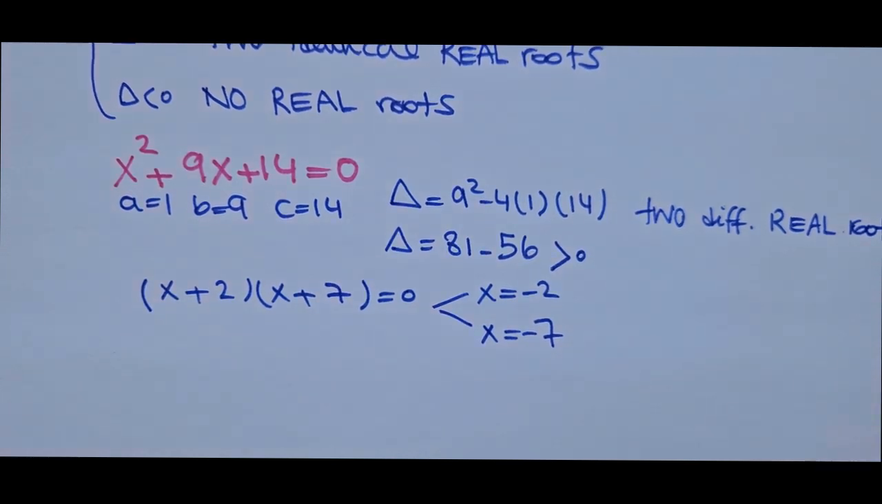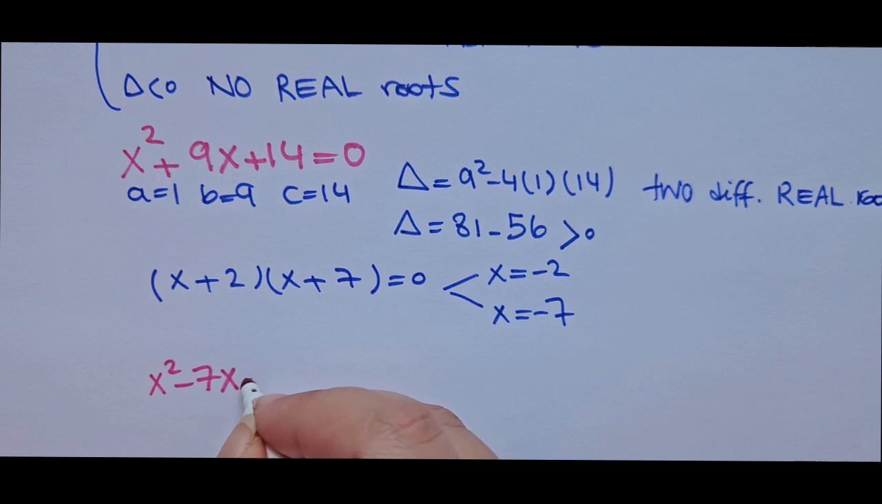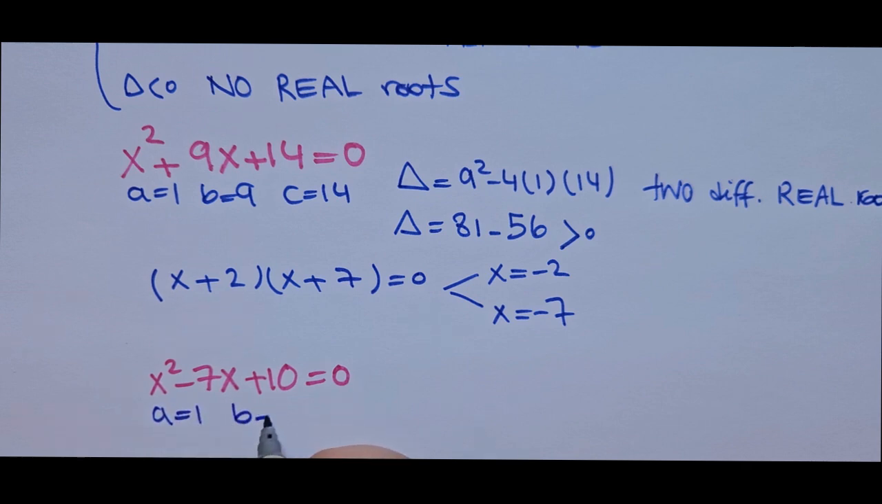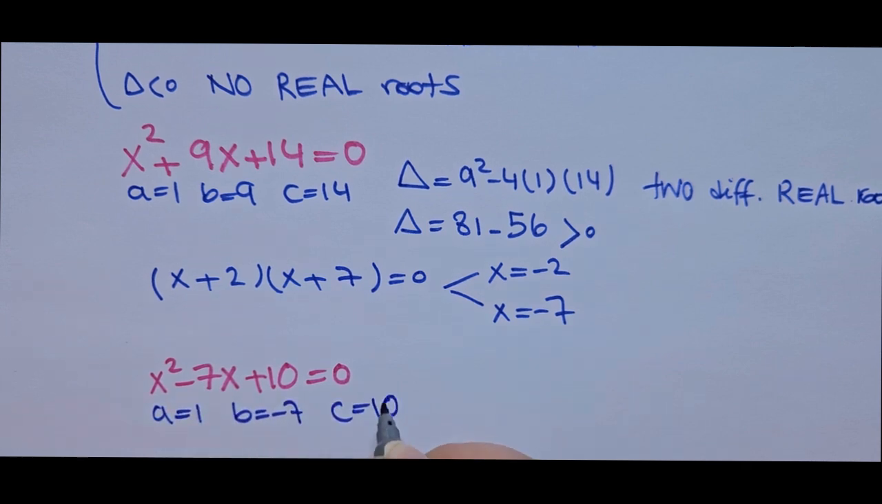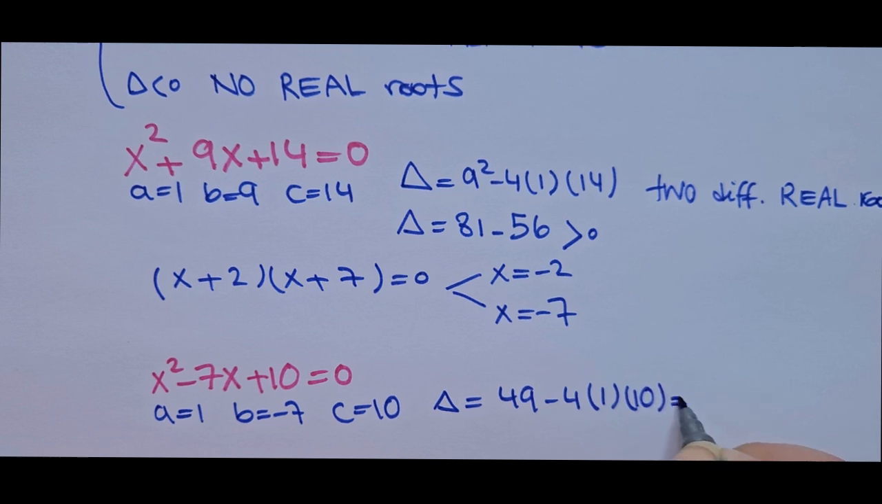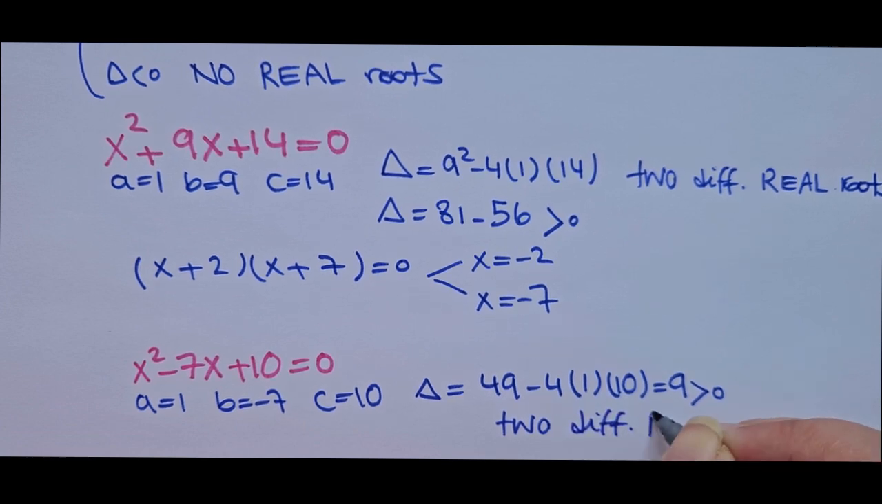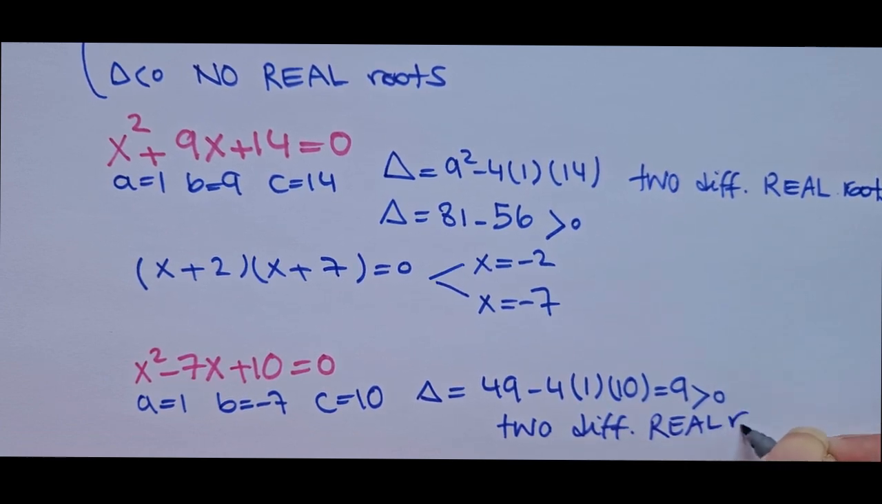Let's move on to the next question. x squared minus 7x plus 10. Here again, the question is asking you about the nature of the roots. So first of all, you have to identify a, b, c. The discriminant is b squared minus 4ac. So the discriminant is 9, which is greater than 0. So definitely you would have two different real roots, right?